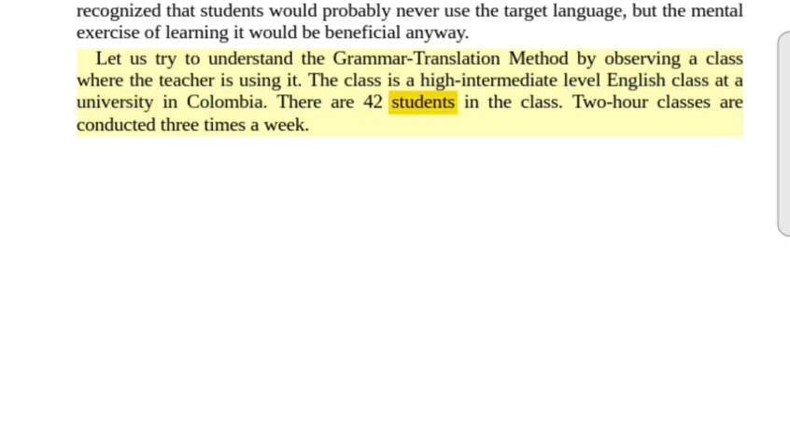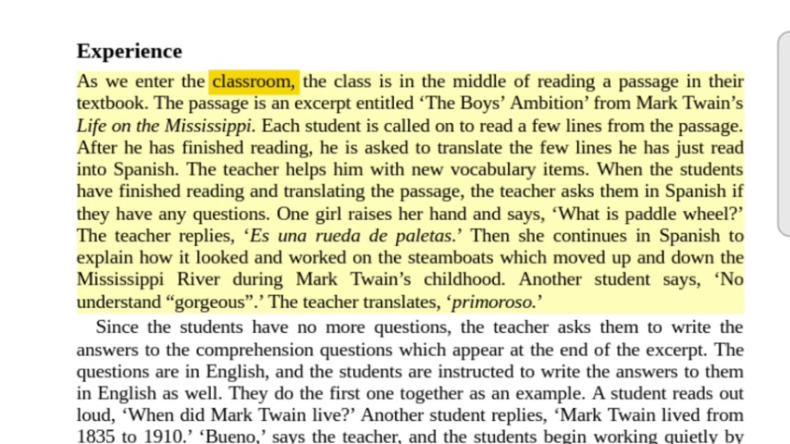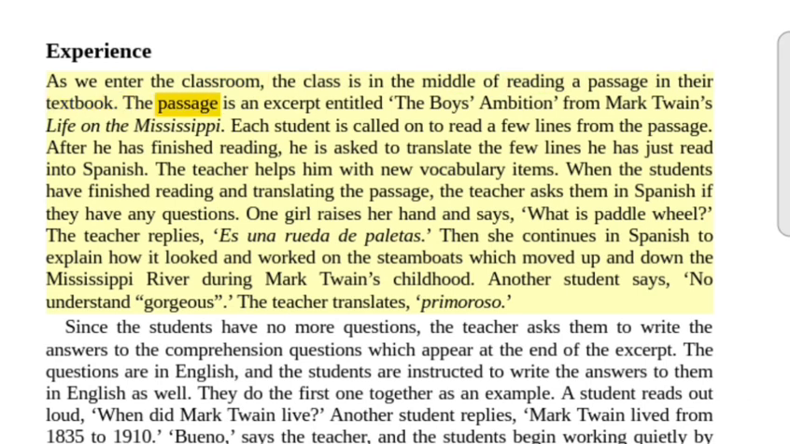There are 42 students in the class. 2-hour classes are conducted 3 times a week. Experience. As we enter the classroom, the class is in the middle of reading a passage in their textbook. The passage is an excerpt entitled, "The Boy's Ambition," from Mark Twain's Life on the Mississippi.